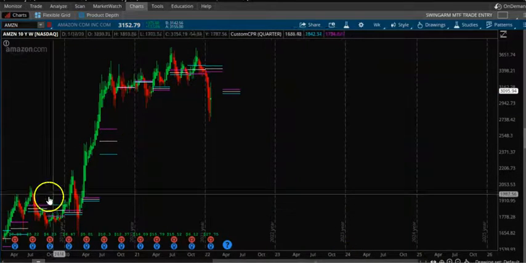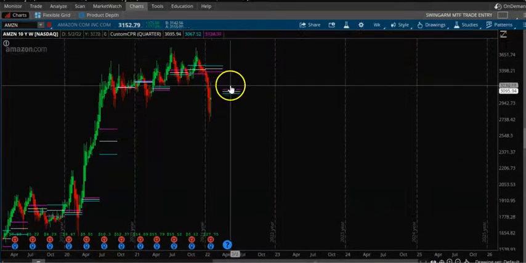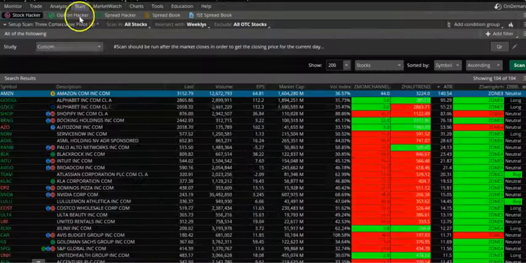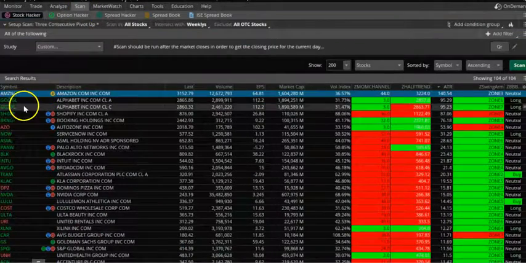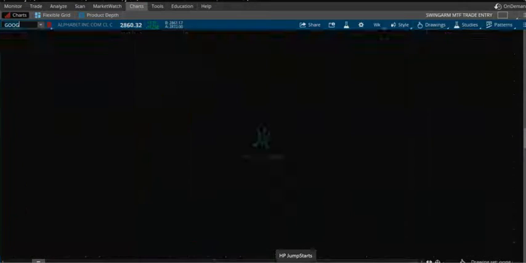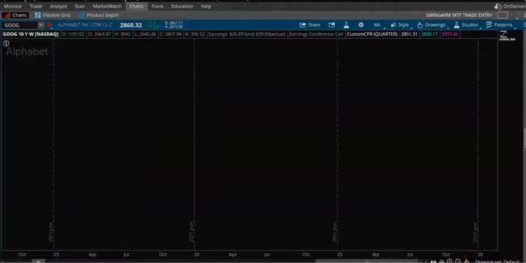If you see here, CPR has been going up, right? Only now this CPR has come down, because of the fall. So let's look at one more stock. Let's look at GOOG. Okay, chart. You see here, this also has, because of the tech, come down, right?